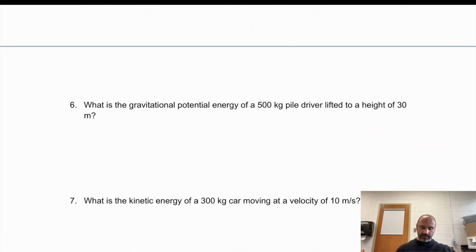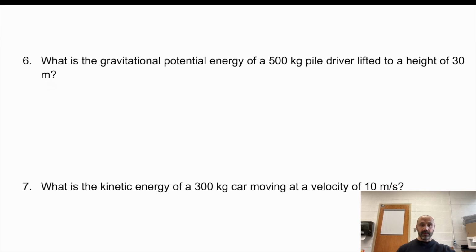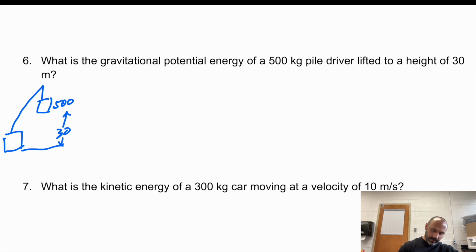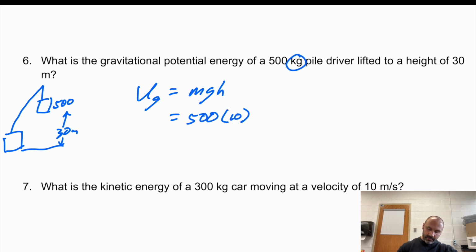So here's some kind of practice problems. Imagine there's a pile driver, 500 kilograms, and it's lifted to a height of 30 meters. Okay, so always good to draw a picture of some kind, right? So there's some thing lifting up this huge 500 kilogram pile driver that's 30 meters high. And so the way we calculate gravitational potential energy, that's what we call plug and chug, mgh. So this is 500. This has kilograms on it, so we know that's the mass, times 10 times 30. So this is going to be 1,5.